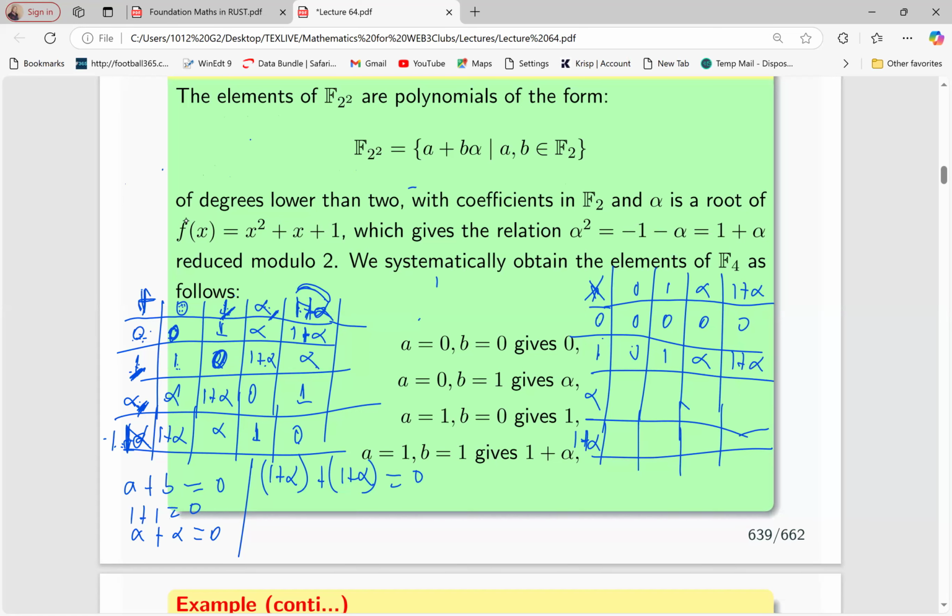Now let's multiply by alpha. Alpha by 0 is 0. Then alpha by 1 is alpha. Alpha by alpha is alpha squared. But you realize that alpha squared is not an element of this set. Elements of this set are here. There are 0, 1, alpha, and 1 plus alpha. So this is not an element of this set.